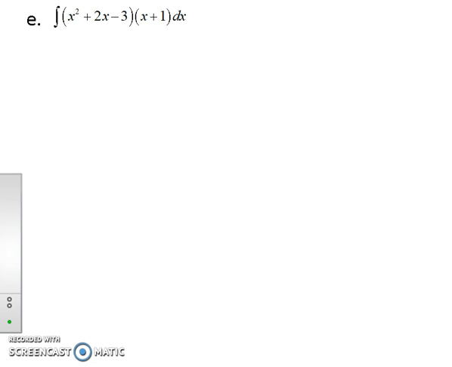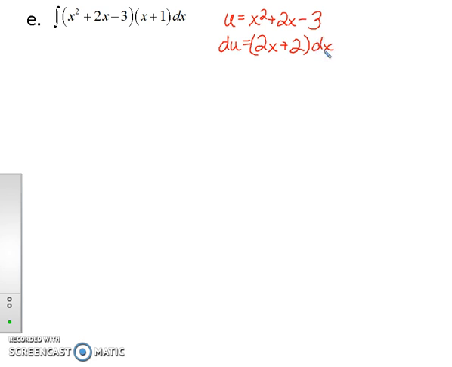When you're choosing your U and you have something like this where you don't really see one function inside of some other type of function, your U is usually going to be the more complicated or the higher degree function. So in this case, I would suspect that my U is x squared plus 2x minus 3, which would make du 2x plus 2 dx.